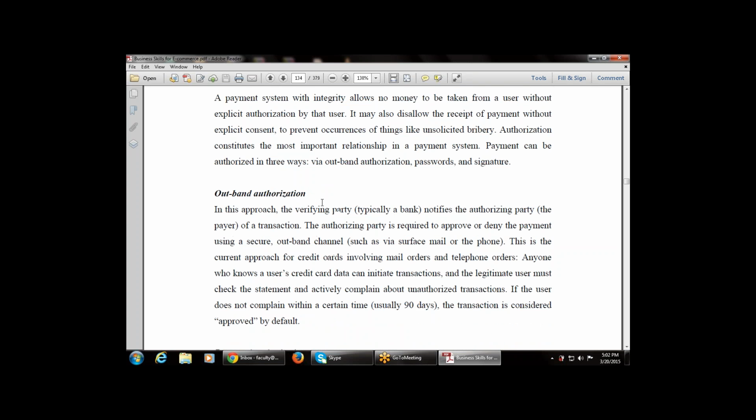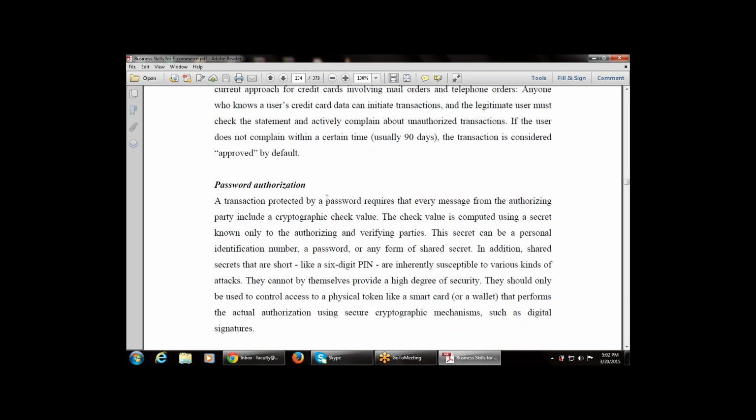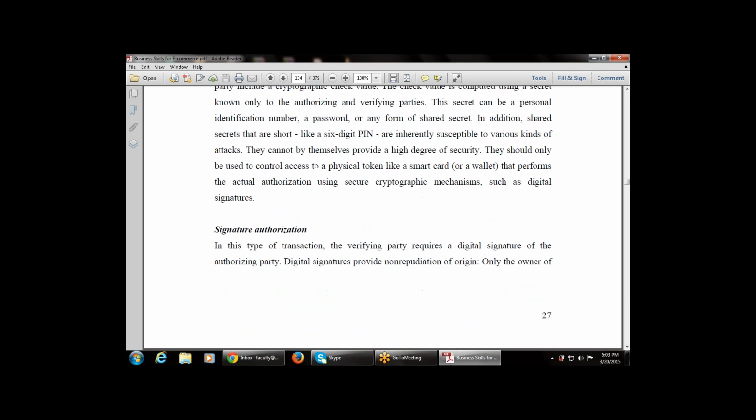And there are three types of authorization that we have covered: outbound authorization, signature authorization, and password authorization. In outbound, there is a verifying party, that is, the bank verifies whether the customer is reliable or not. In password authorization, the authorization is made via password. In signature authorization, the authorization is made via digital signature. So these are the three types of authorization methods that make up the security requirements.